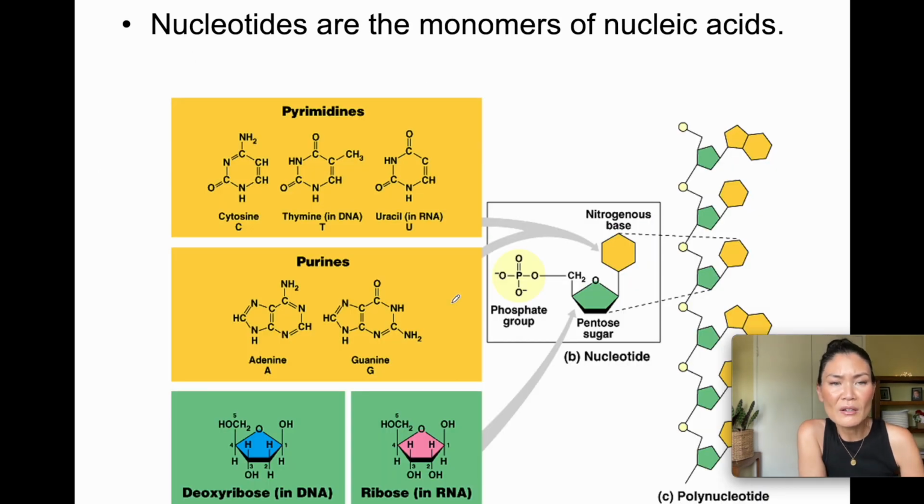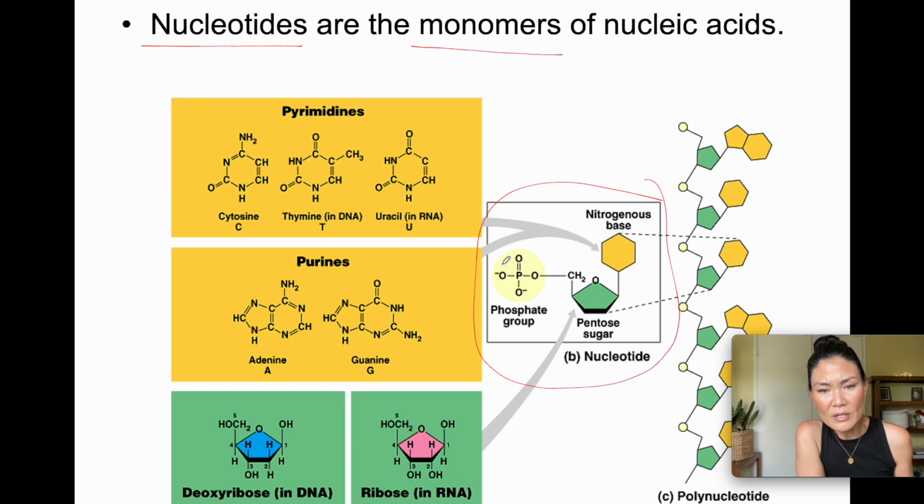But again, what are nucleic acids made of? What is DNA and RNA made up of? Nucleotides. They are the monomers of nucleic acids. Just like how with carbohydrates, it was the monosaccharides, and with proteins, it was the amino acids. Okay? So you guys remember that. Nucleotides are the monomers of nucleic acids. And this is what a nucleotide looks like.